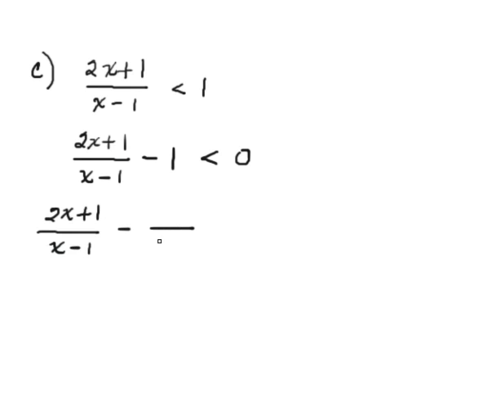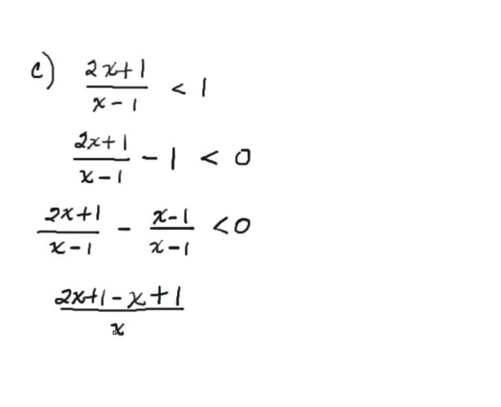So we'll write 1 with the denominator x minus 1 and the numerator x minus 1. And now combine. So we have 2x plus 1, and we're subtracting x, minus x, and then we're subtracting minus 1, so that's plus 1. Okay, let's just simplify the numerator. We have 2x minus x, so that's x. Then 1 plus 1, so x plus 2. So we have x plus 2 over x minus 1 less than 0.